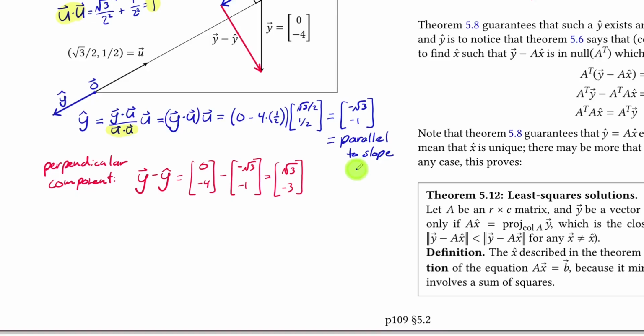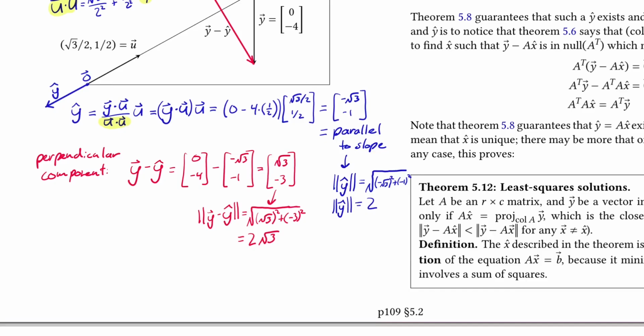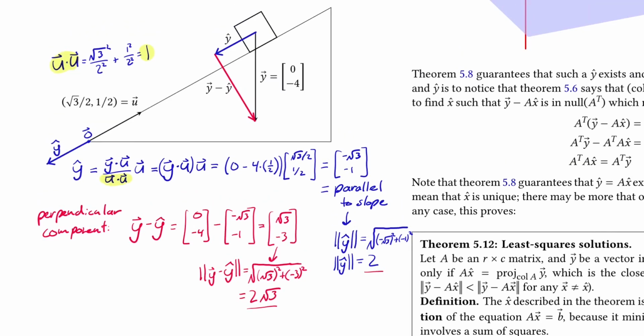So let's do that. The length of y hat is going to be the square root of negative root 3 squared plus negative 1 squared, which comes out to be 2. The length of this perpendicular component will be the square root of 3 squared plus negative 3 squared, which is the square root of 12, also known as 2 root 3. And you might be noticing that these add up to more than 4. But that's what happens when you add vectors.